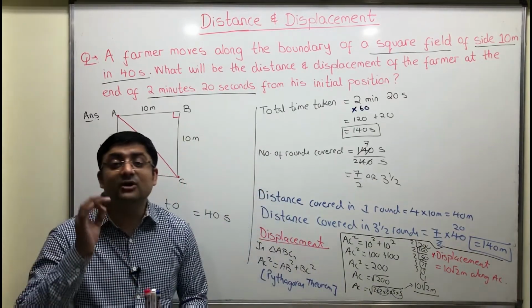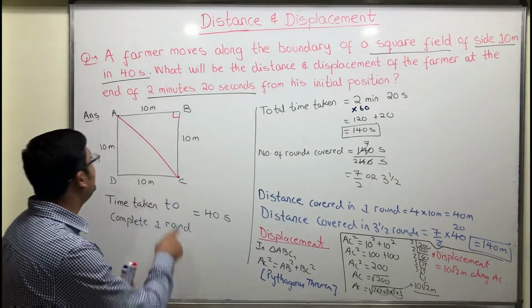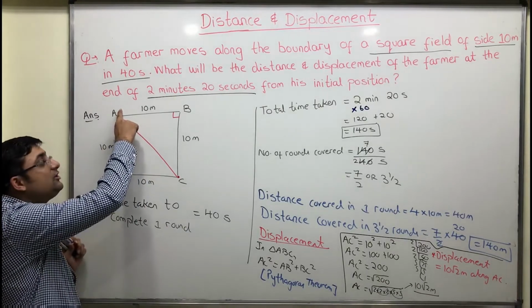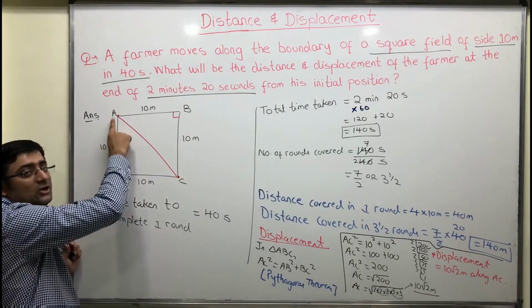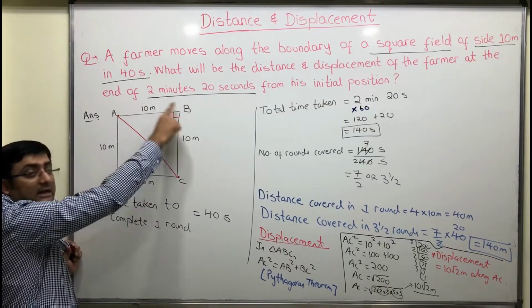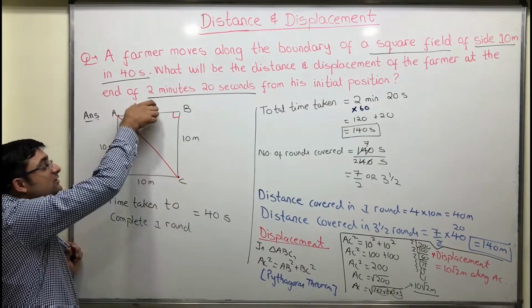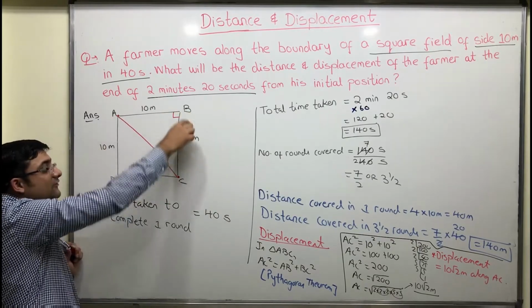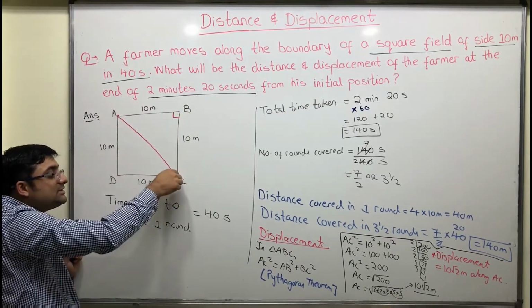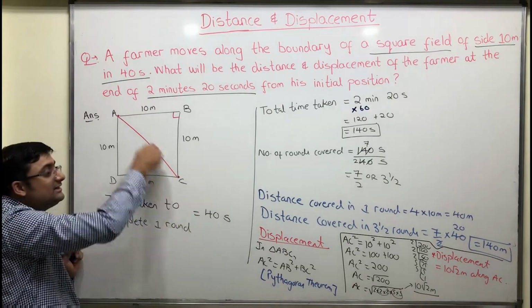Next, for displacement, you need the initial and final position. We assumed A as the initial position. So 3.5 rounds: one round back to A, second round back to A, third round back to A. Now half a round means till C. See, each of these is 1/4 of a round, right? So half a round means till C. So displacement is the line between final and initial position, that is AC.